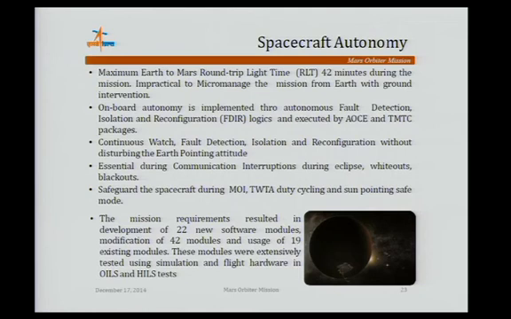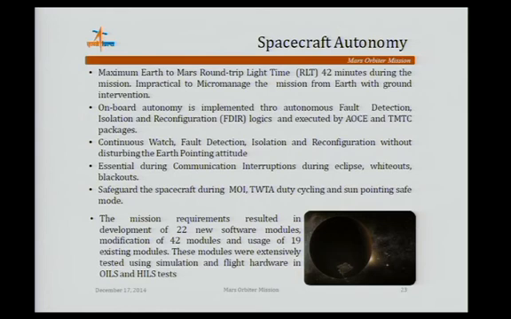Therefore autonomy was built. Autonomy is implemented through autonomous fault detection and isolation logics executed by AOCS and TMTC packages, where the telecommand package also contributed for autonomy purposes. Continuous watch, fault detection, isolation and reconfiguration without disturbing the Earth pointing attitude. That means the satellite has to point towards Earth all the time so that it will be visible and telemetry will be received all the time. It is essential during communication interruptions, that is eclipse, whiteout and blackout conditions, where it should survive without ground intervention.